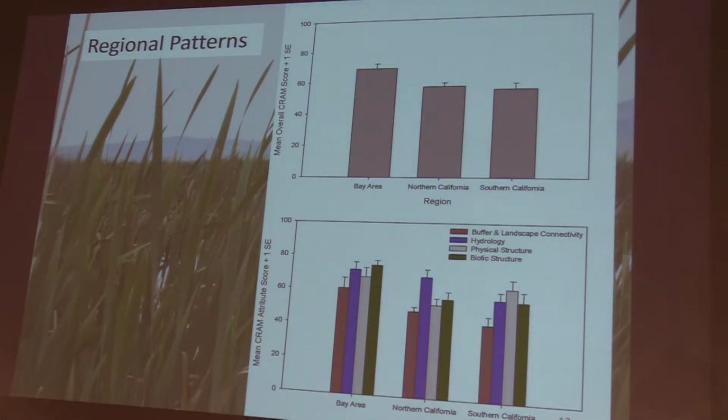We also saw some regional patterns, and this was interesting because it shows that CRAM is sensitive to differences in regional condition. It looks like in this particular study, the sites with the highest scores were in the Bay Area, and so that was sort of the greater Bay Area, included up into Point Reyes and some of the East Bay hills as well.